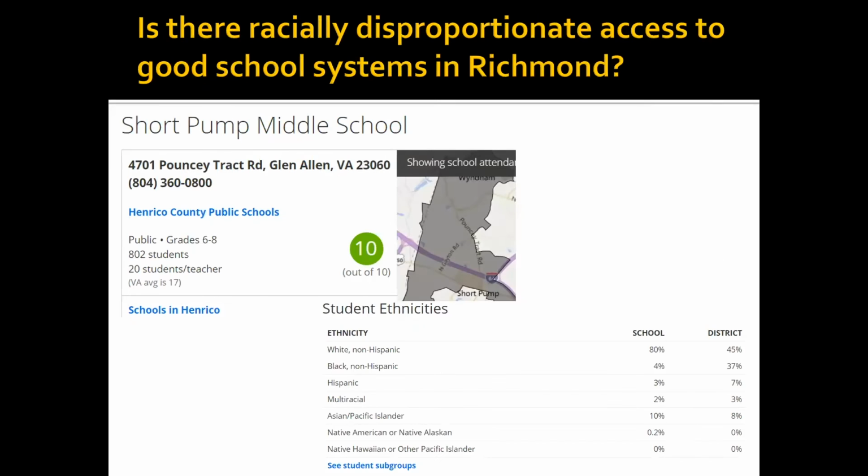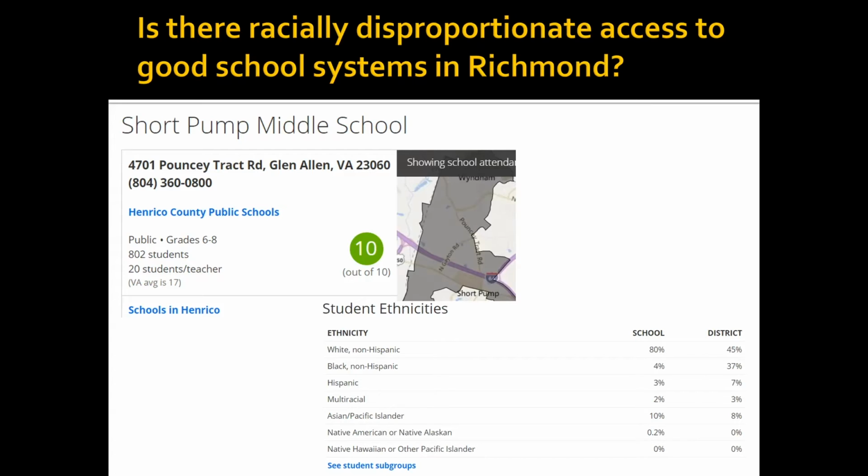And then what if I were to ask that same question? Well, is there racially disproportionate access to good school systems in Richmond? And then we'll look at the race and ethnicity of the kids going to the school. White, 80%. Black, non-Hispanic, 4%. Hispanic, 3%. Asian or Pacific Islander, 10%. So what you see in the Richmond area is a profound level of segregation of school systems, far beyond what you actually see in a lot of other cities.